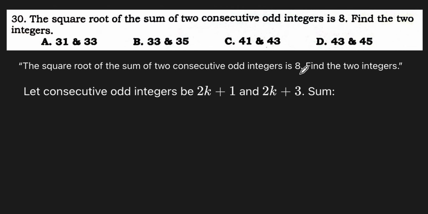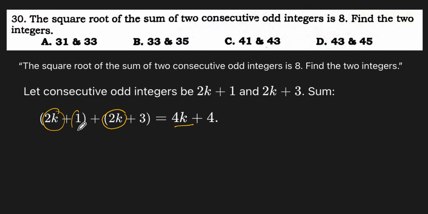And finally, the square root of the sum of the two consecutive odd integers is 8. Find the two integers. Okay, so let the consecutive odd integers be 2k plus 1 and 2k plus 3. The sum would be 2k plus 1 plus 2k plus 3, and we can write it as 4k plus 4. Why? Because 2k plus 2k is 4k, and 1 plus 3 is 4.